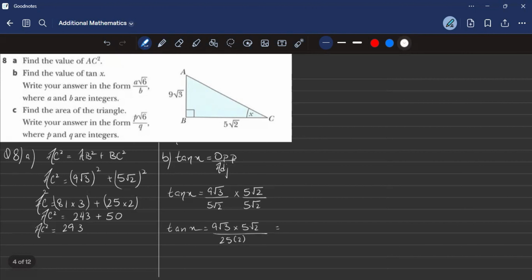So that is equal to, what is 9 fives? It's equal to 45, and we multiply the under root values. So this is 45 under root 6 divided by 50. And that's your answer for part B of question number 8. Now for part C.